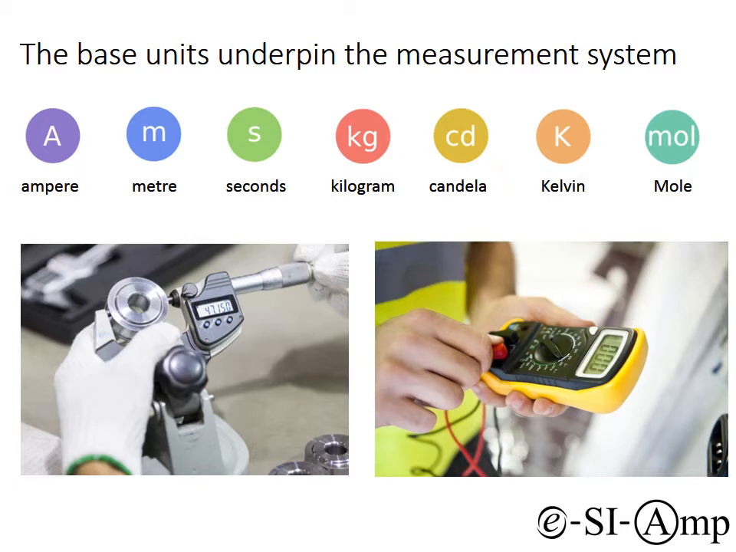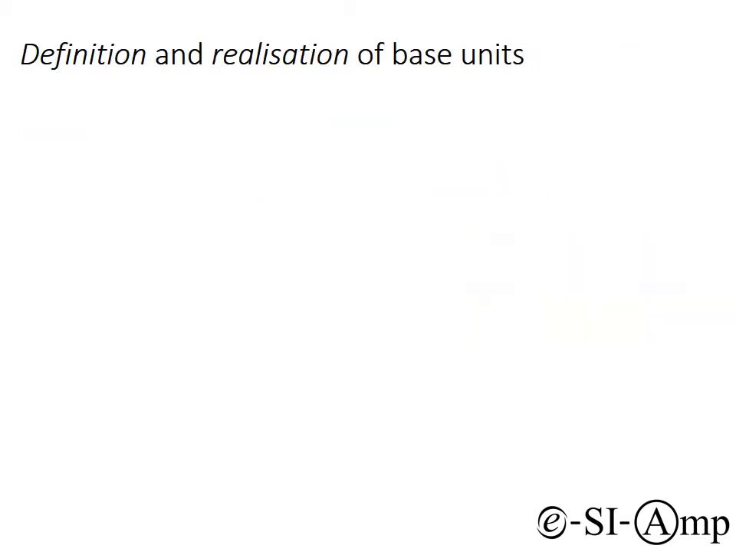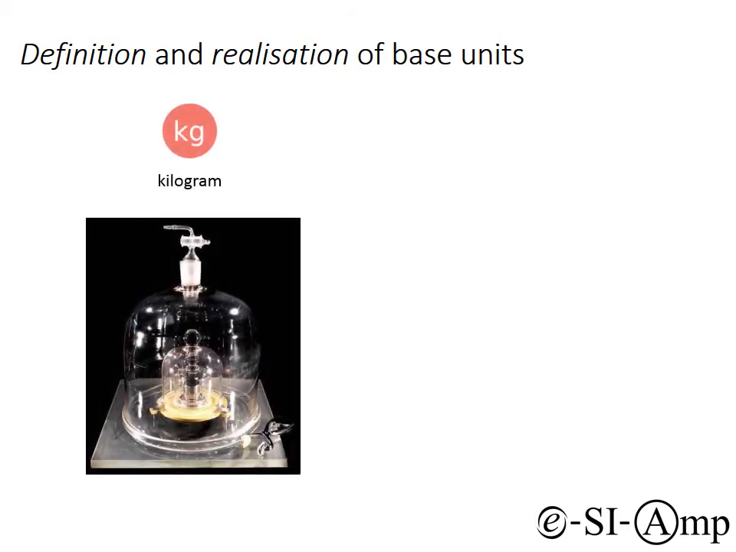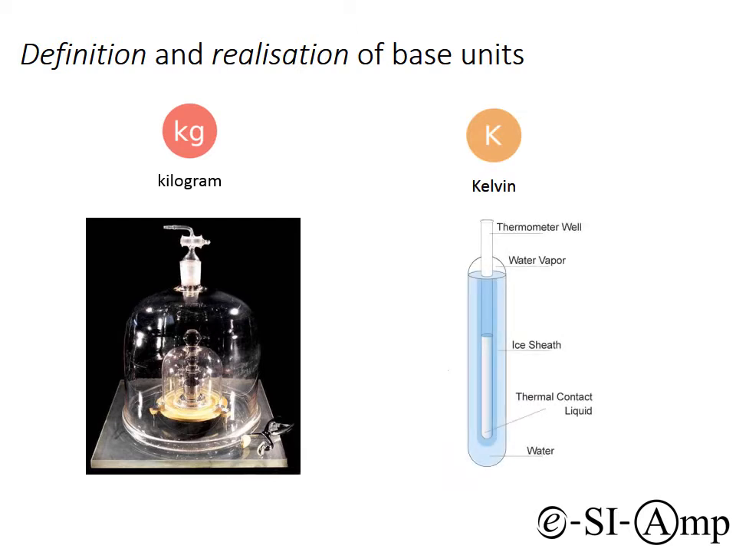from the base units. Each of the base units has a formal definition and a method of realisation. The definition of the kilogram is that it is equal to the mass of the international prototype kilogram, a unique object. In other cases, complicated experimental apparatus is required to realise the conditions for some fixed point in the measurement system, such as the triple point of water in the definition of the Kelvin.